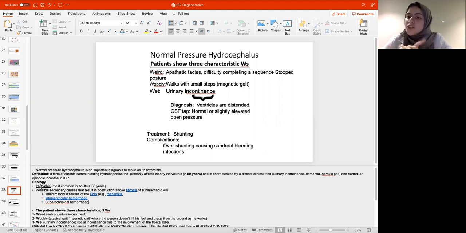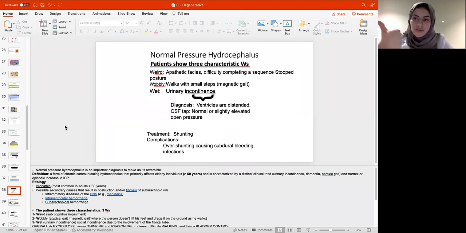So on imaging, you have very huge ventricles, but the area around the brain looks normal. It's just the ventricles that are really dilated, and that's called normal pressure hydrocephalus. I think it was Afnan who asked this. Yep, okay, good. And remember, how do you treat it? Shunting. Complication of shunting: it's an invasive procedure, so another complication is infection.